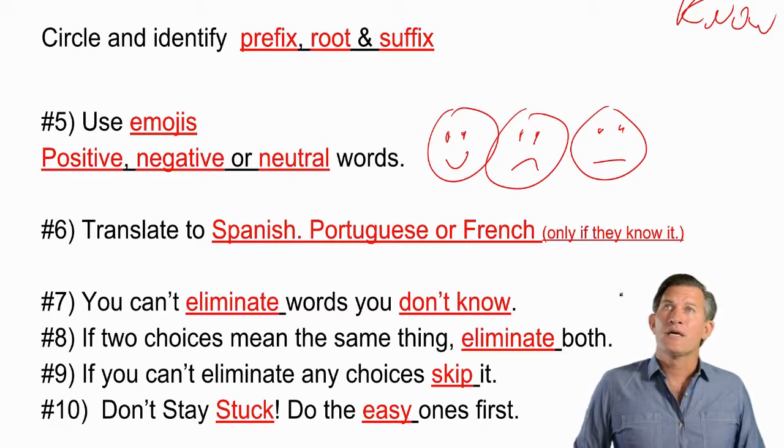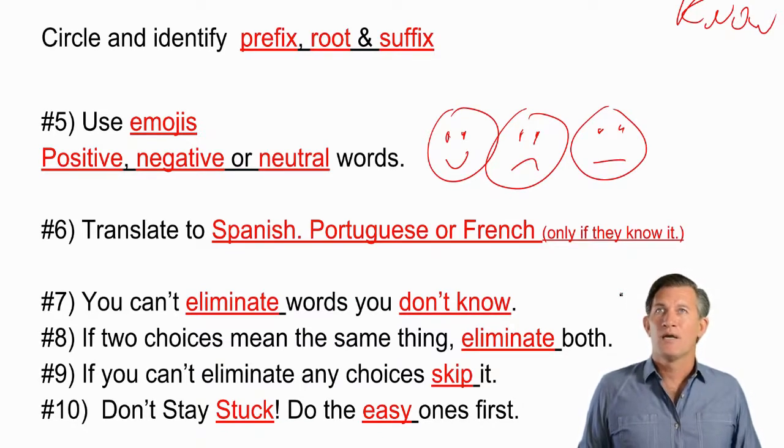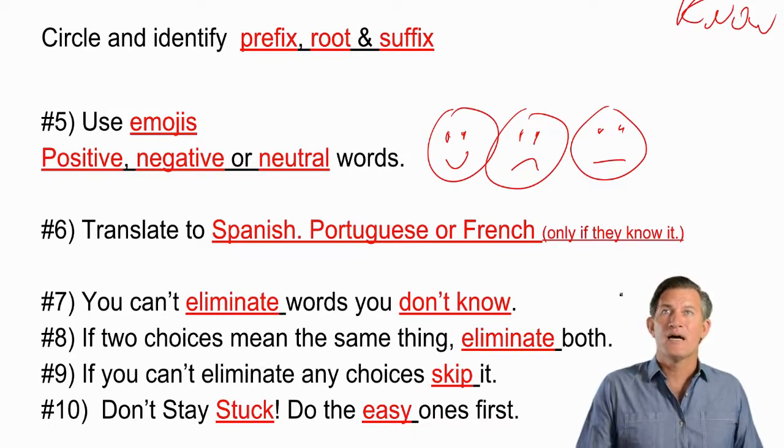You can't eliminate words you don't know. You cannot do that. Please don't do that. If two choices mean the same thing, you can eliminate both, okay? If you can't eliminate any choices, you got to skip that one. Okay, if you have no idea what it means and you can't eliminate choices, all right?